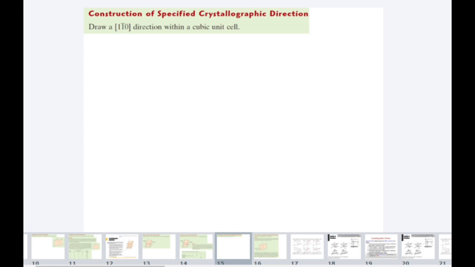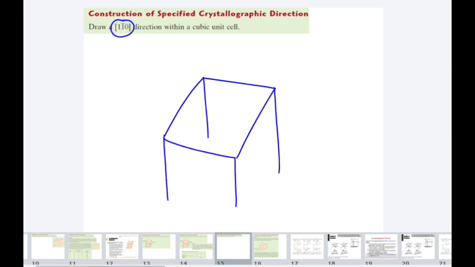Draw a direction for this crystallographic representation. We have 1, minus 1 and 0. Now look here, I will try to draw the cube, but I am not that much good at drawing. We have a cube. I will show you the answer. We have the cube here. Let's say this is a cube, right? Somehow it is cube, but anyway. This is the origin, right? This is A. This is B. This is C.